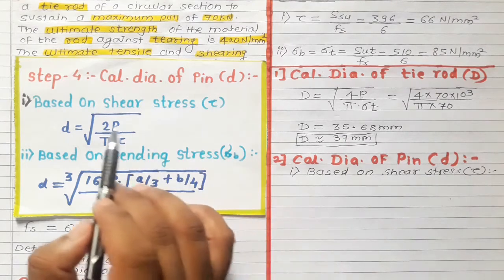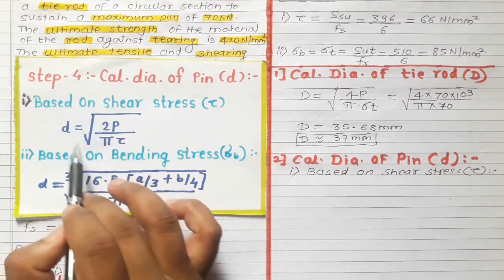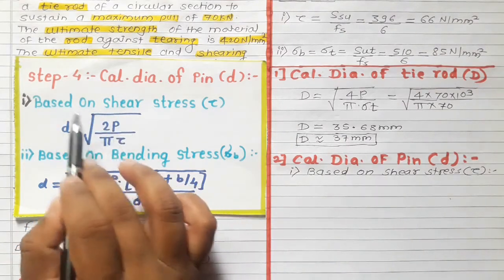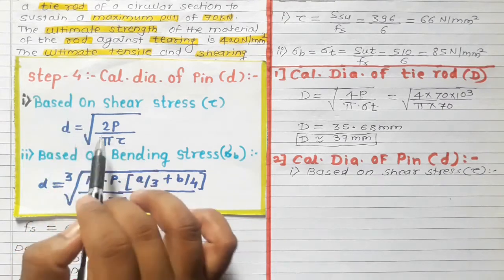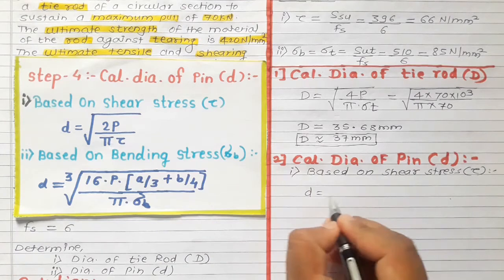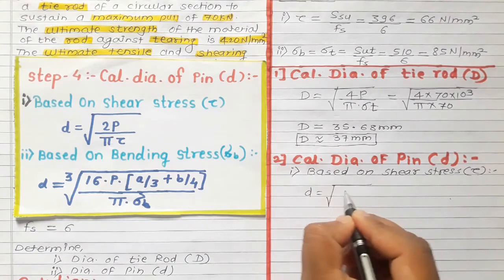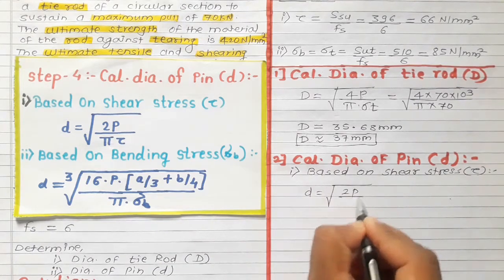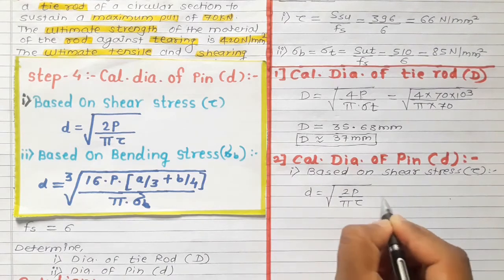To find out the diameter of pin based on shear stress, we can use this equation from the design procedure, and that is from the step number 4. So let us write this equation to find out the diameter of pin. So this equation is d is equal to under root twice P upon pi into tau.